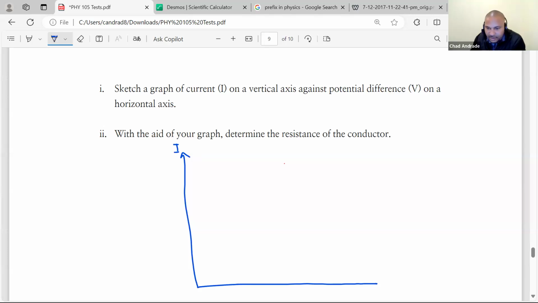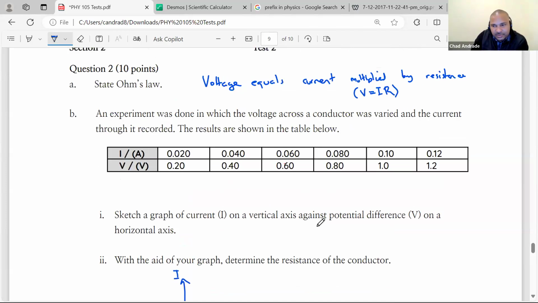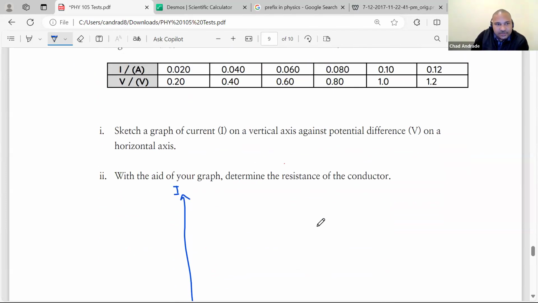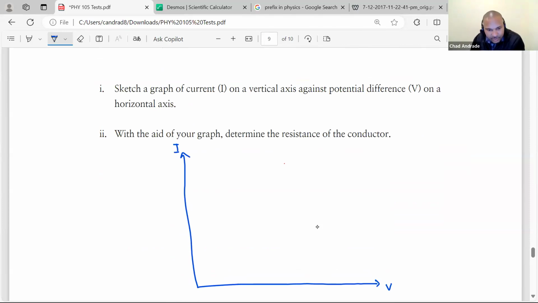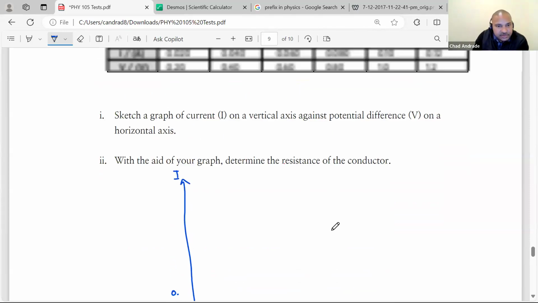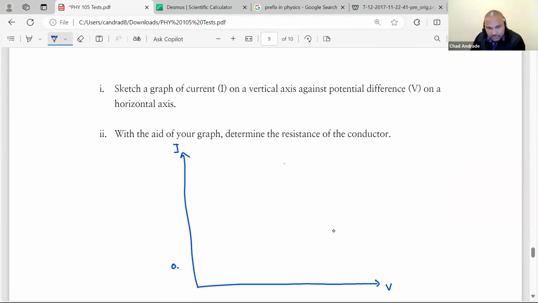So this would be current I, and this would be voltage. I goes up, V goes across, and then you put some numbers. I go 0.02, 0.04, 0.06. I'm getting these values from the actual table. This is 0.10, and this is 0.12.